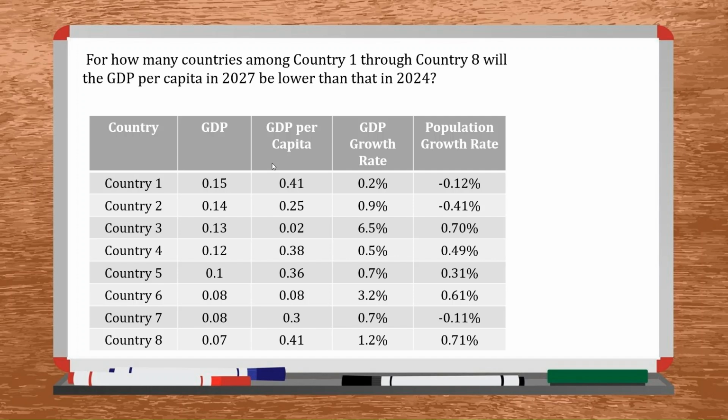Next, country 3. If you see, the numerator is increasing at a rate of 6.5% and the denominator is increasing at a rate of 0.7%. So definitely this value, the multiplier, is going to be more than 1 because the numerator is growing faster than the denominator. That means for all the countries where the GDP growth rate is more than the population growth rate, the GDP per capita would be more in 2027 than in 2024, which is all the countries. So the answer here is 0.